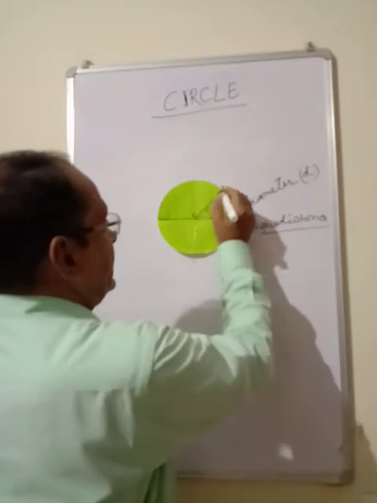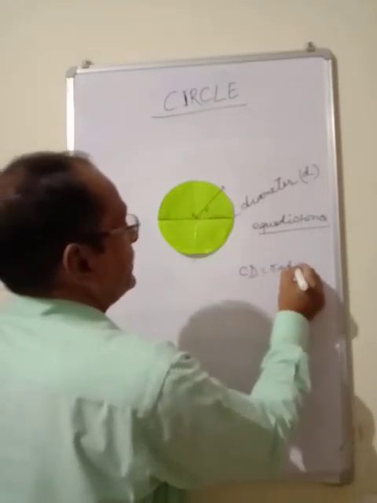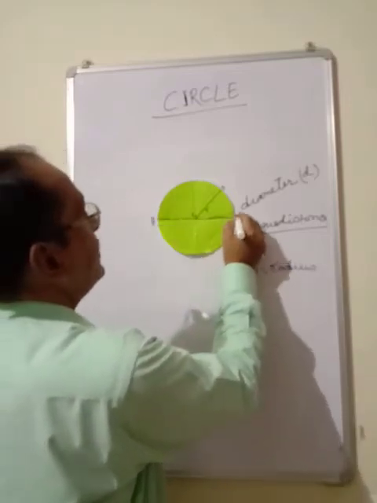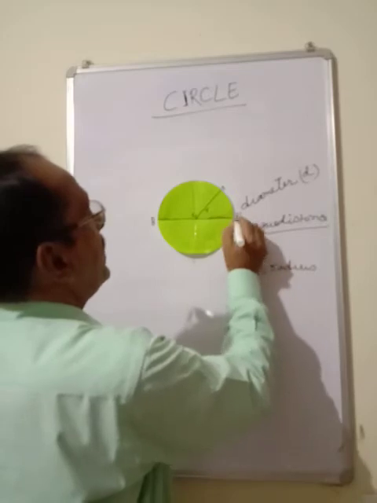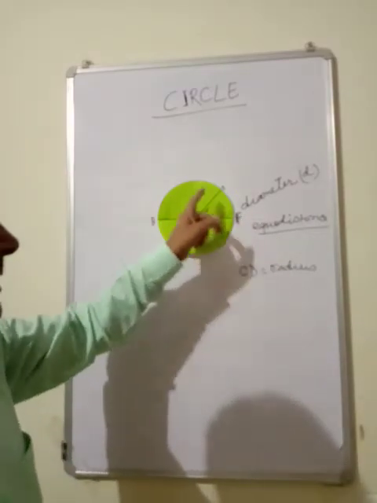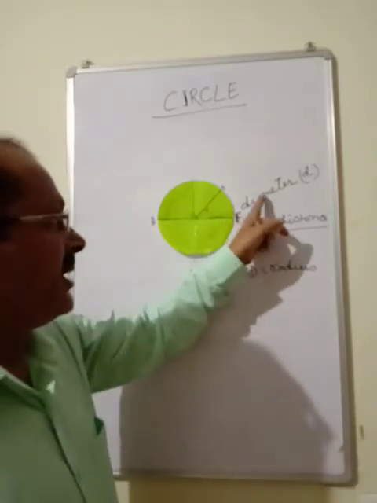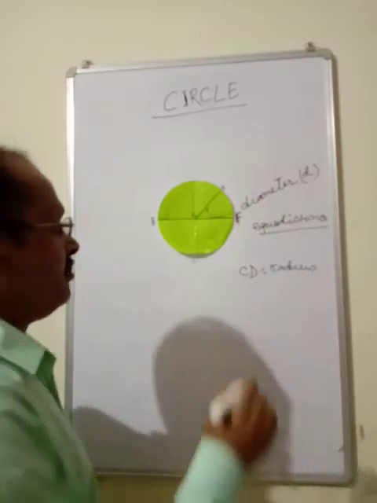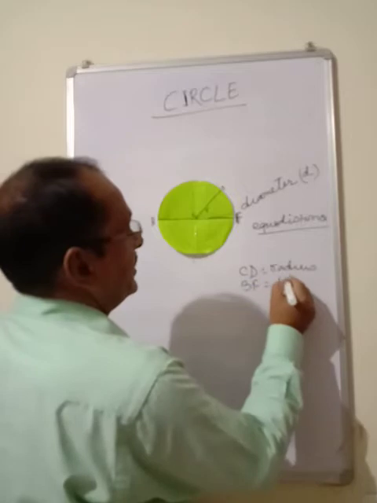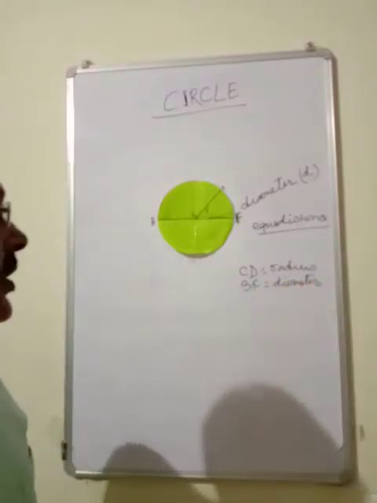So this CD is equal to the radius, and suppose this line BF is dividing the circle into two equal halves, so this is called the diameter. So BF equals the diameter.